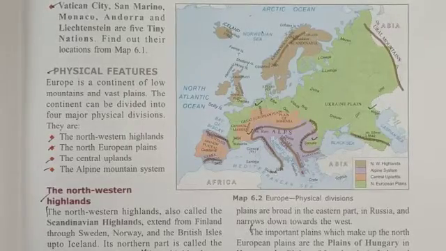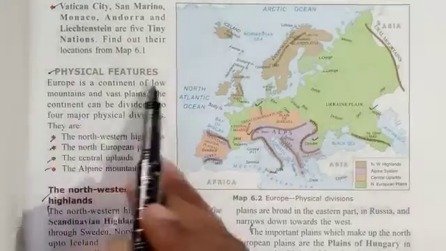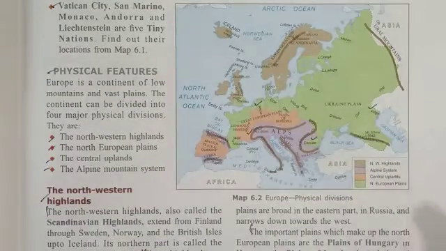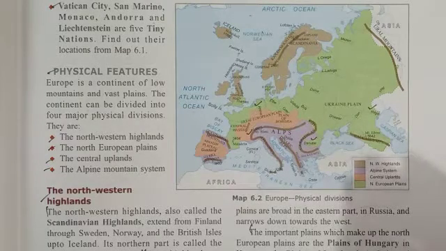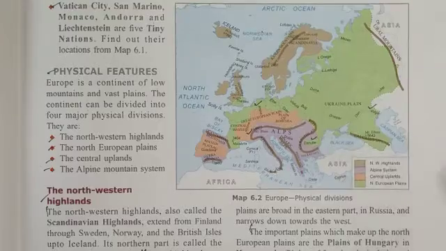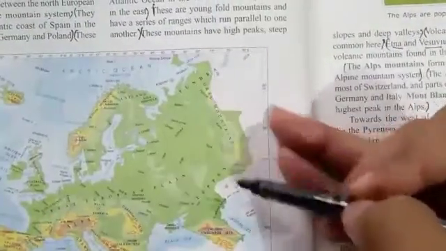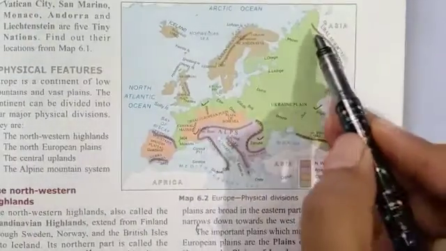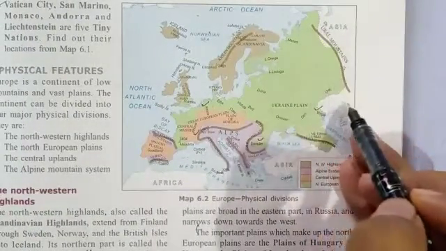In this video we will discuss the physical features of Europe. So come to page number 42 and see this map. What this map tells us is that the Ural Mountains in the east, and the Caucasus Mountains and the Caspian Sea in the south, separate Europe from Asia. See here, this is Asia, this is the Ural Mountain, and this separates Europe from Asia.